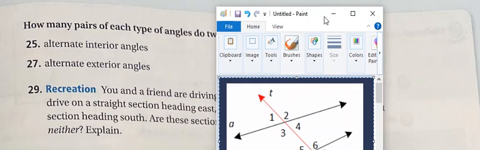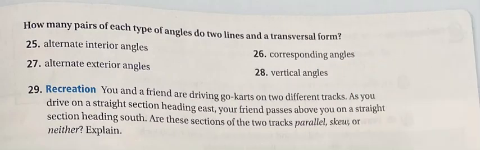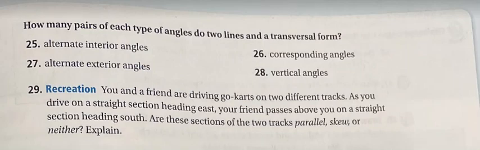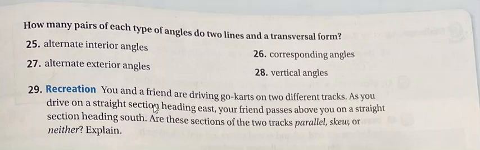Hope that helps. And if you want, on the recreation, it's asking: you and your friend are driving go-karts on 2 different tracks. You drive on a straight line section heading east. Your friend passes above you on a straight section heading south. Are these sections of the tracks parallel, skew, or neither?